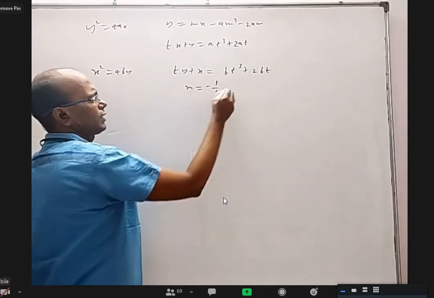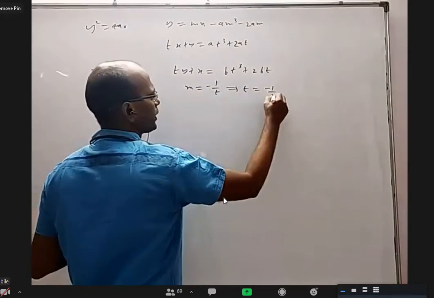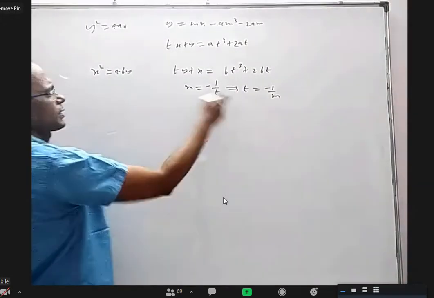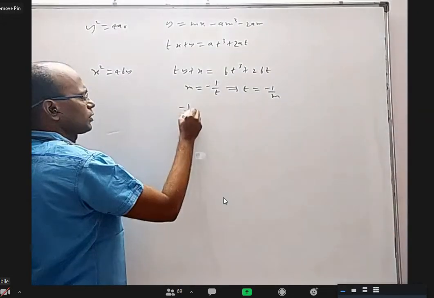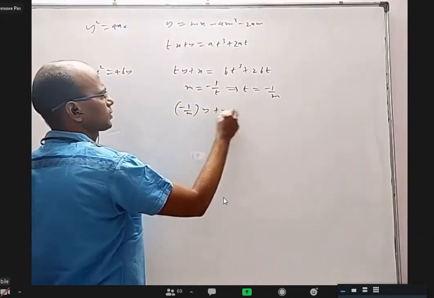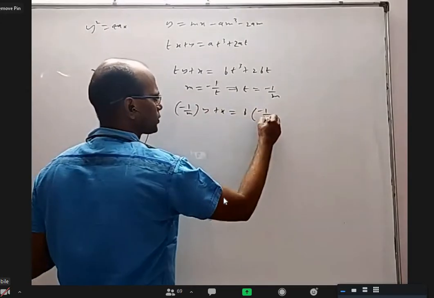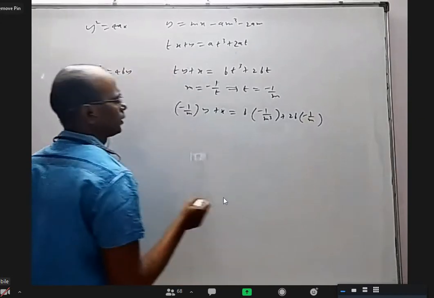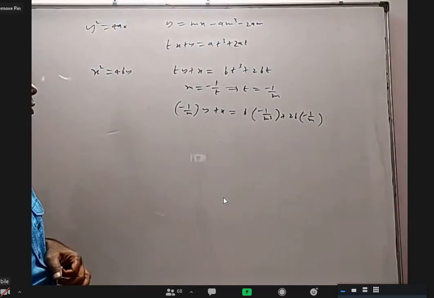So wherever t is there, I have to write minus 1 by m. Then only I will be able to write in terms of that. So let me substitute that. Minus 1 by m into y plus x b into minus 1 by m cube, 2b into minus 1 by m. Okay. I want to write y equal to mx.